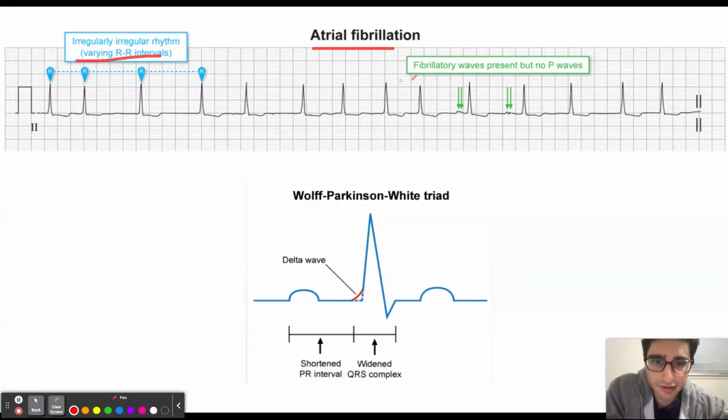So varying RR intervals, as well as absent P waves with atrial fibrillation. And with Wolff-Parkinson-White, we have the delta wave, the shortened PR interval, and the widened QRS complex.